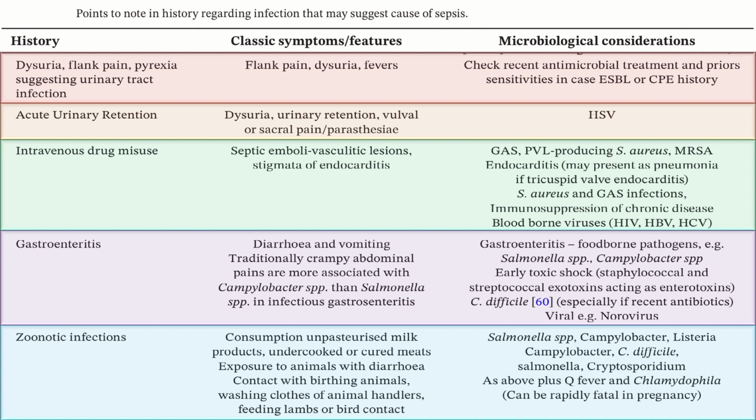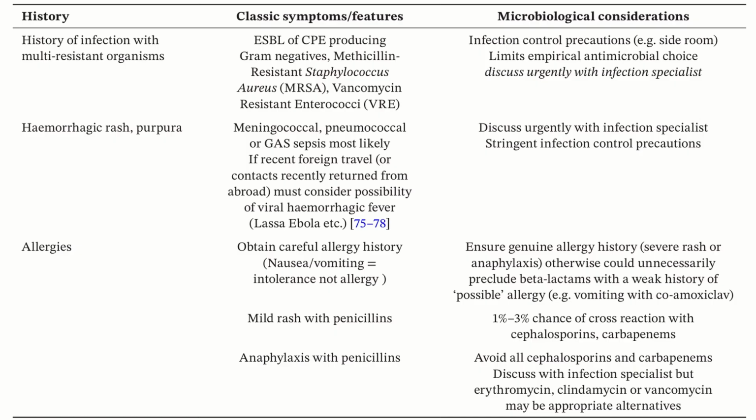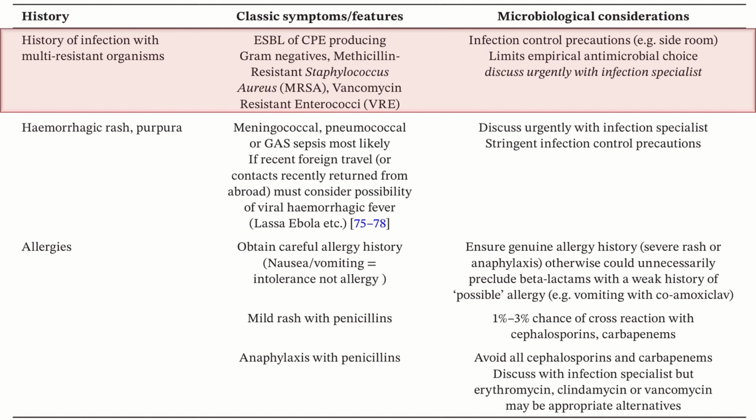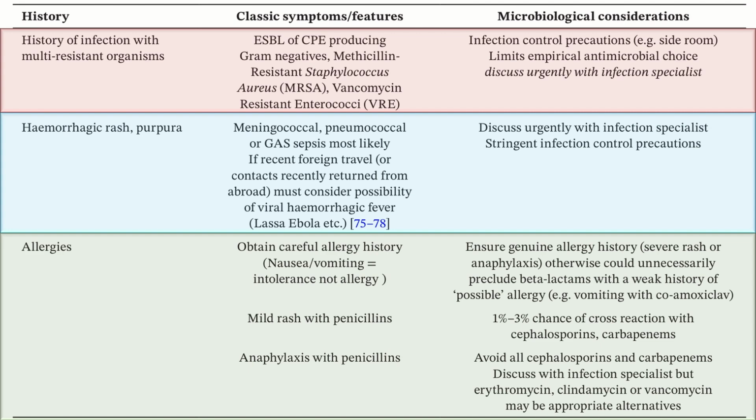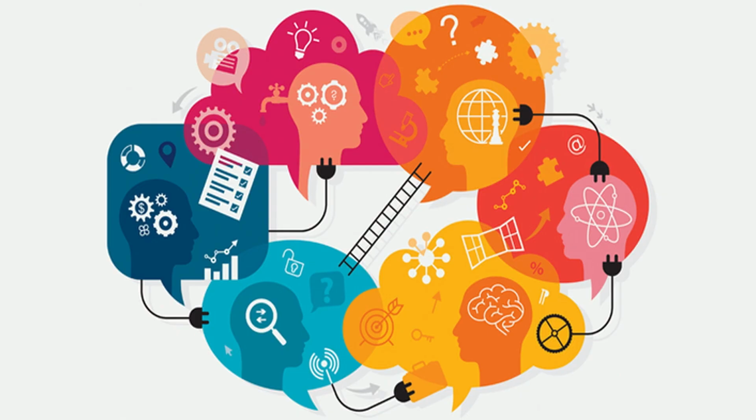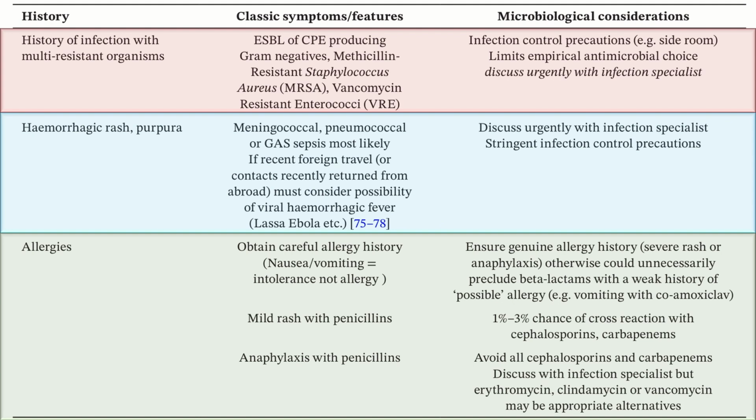In case of zoonotic infections and exposure to animals with diarrhea, consider Salmonella, Campylobacter, C. diff, and Cryptosporidium. When there is history of infection with multi-resistant organism, discuss urgently with an infection specialist. In case of hemorrhagic rash or purpura, discuss urgently with an infection specialist, and stringent infection control precautions should be there. In case of allergies, obtain careful allergy history and avoid all the irritants which produce allergic reactions.